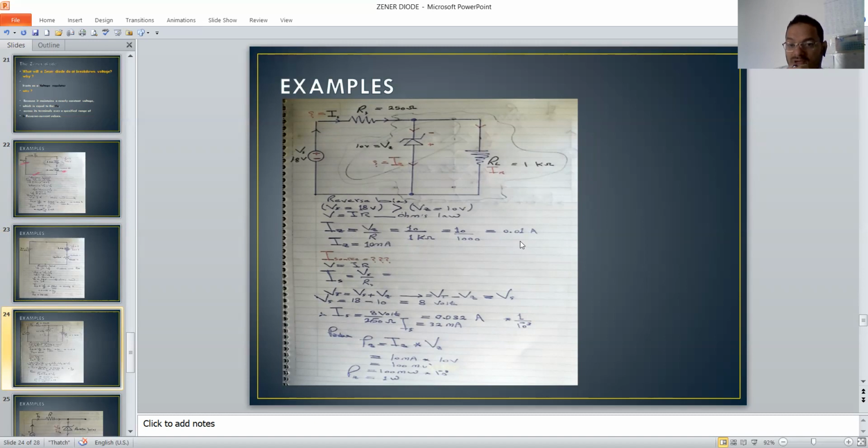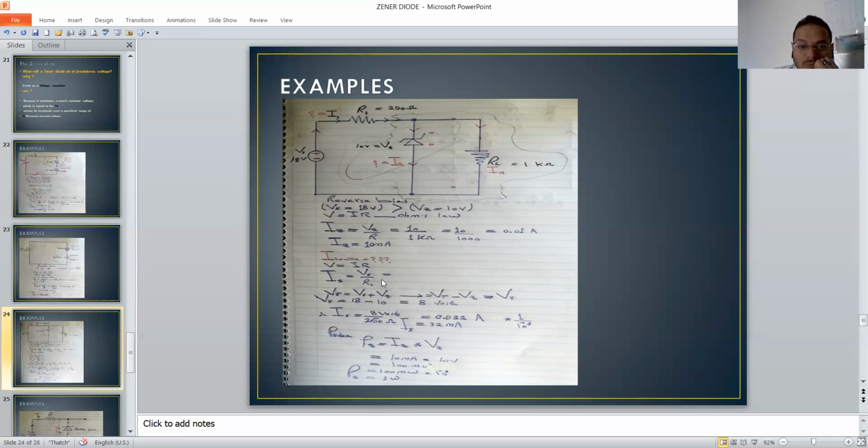10 milliampere or 0.01 ampere. Here, let's go to the next circuit to calculate the current between the Zener diode and the voltage source. From Ohm's law, here the IS, the current in the second circuit, equals VS, that means the source voltage, the independent voltage source, equal 18 volt, divided by 250 ohm.